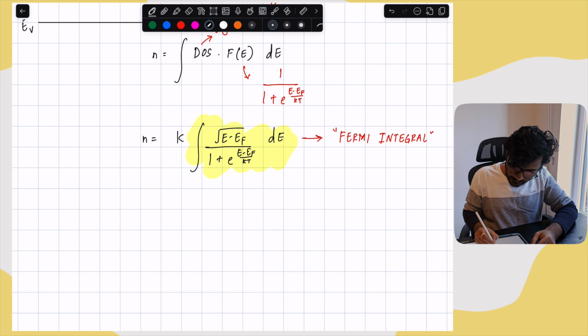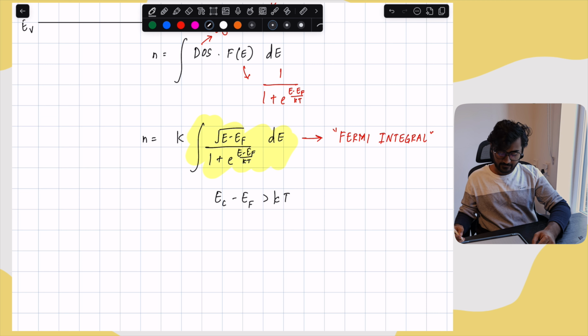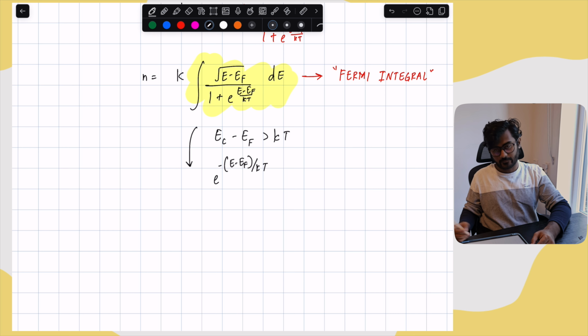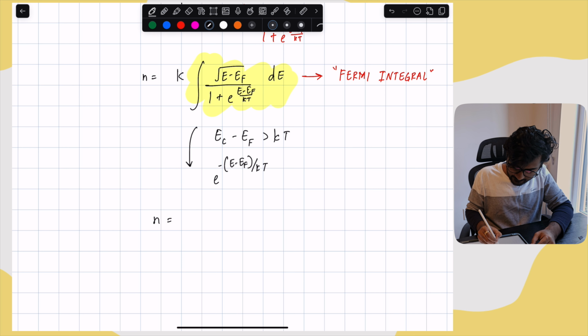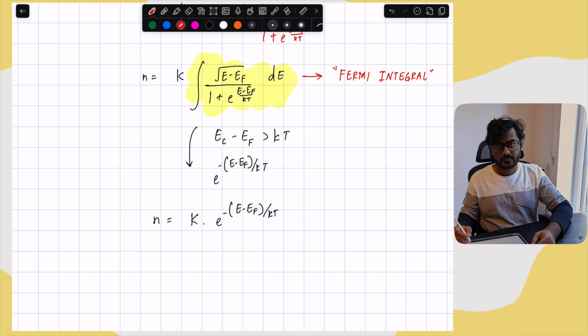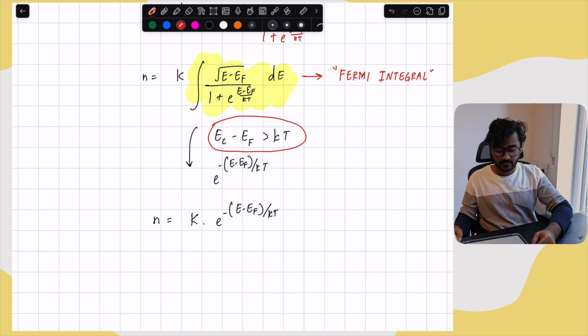Under the approximation that EC minus EF is greater than kT, that is, the Fermi level is far away from the conduction band, this integral actually just reduces to an exponential function. So therefore, the carrier concentration can be easily given by a constant times the exponential function. So this way it's easy to find the carrier concentration in case of a moderately doped semiconductor. But in case of high doping, we cannot use this approximation anymore. So therefore, in order to find the carrier concentration, we'll have to evaluate this Fermi integral.